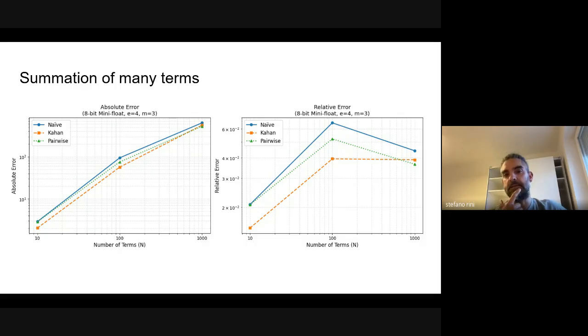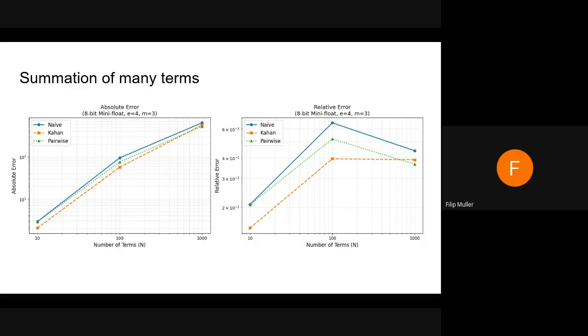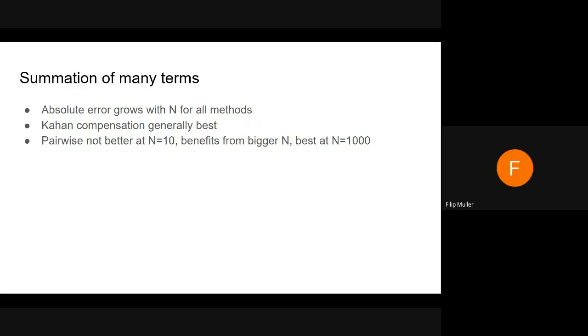So it's not represented as 16. Right, yeah, it's a good point. That's what happens. So here's the note: the error just grows with n, that's expected. Again, turns out to be the best, which is also expected. And for pairwise to have an advantage, you need a bigger n, otherwise the gains are not very big.